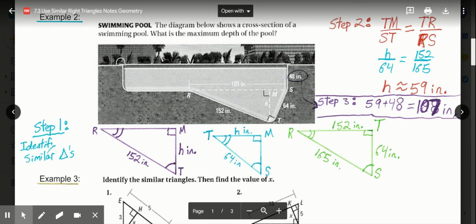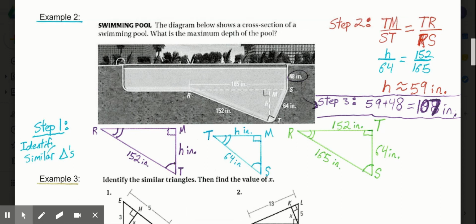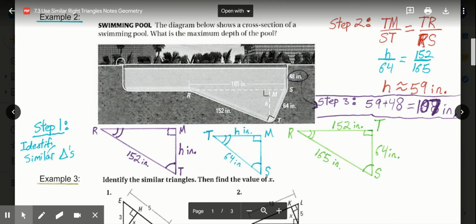Then to solve any proportion, cross multiply and divide. So 152 times 64, divide by 165, and H is approximately 59 inches. So then to answer the question, we have to take the 59 inches plus the 48 that was already there, which gives us a maximum depth of 107 inches.